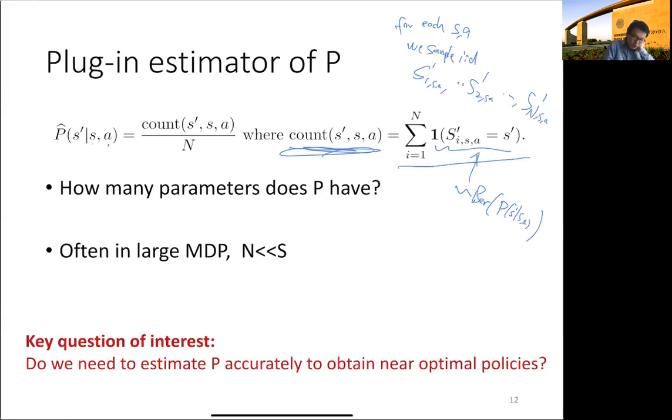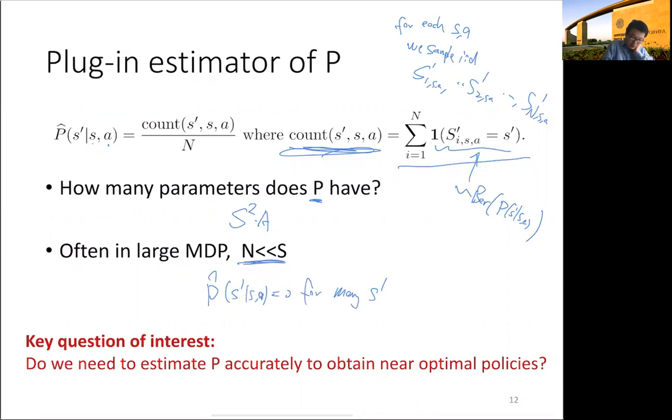Okay, so in total, as we talked about earlier, there are S squared times A parameters in P. What we want is for N to be substantially smaller than S. This means that with N substantially smaller than S, we cannot possibly get a good estimate for this P matrix. So a lot of the elements of P hat will be 0 for many S prime.